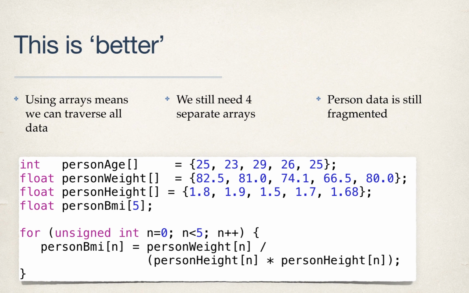And the advantage of doing it this way is I can now do that iteration. So if I want to, for example, calculate all the BMIs, I can set up a loop. Each person's BMI of n, I work out the weight divided by the height squared. So that's an improvement, but it's still a bit clumsy. And we certainly can do better than that.